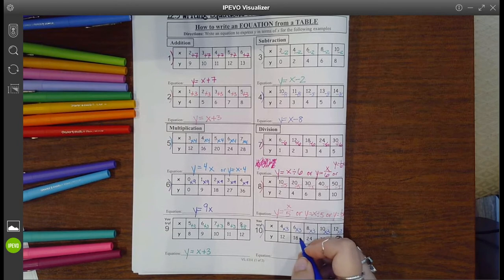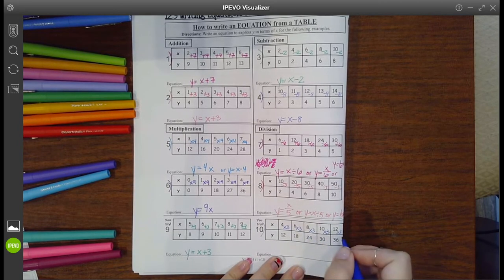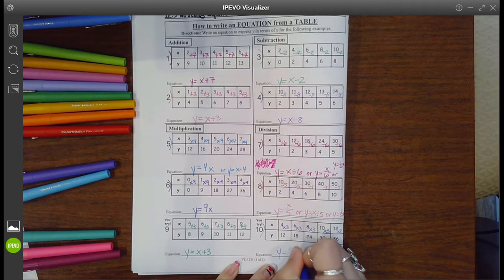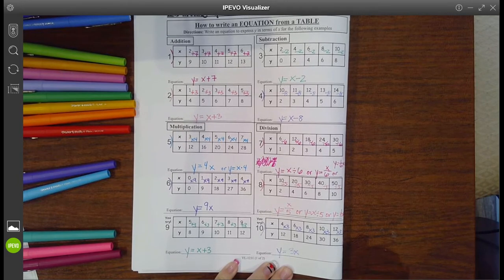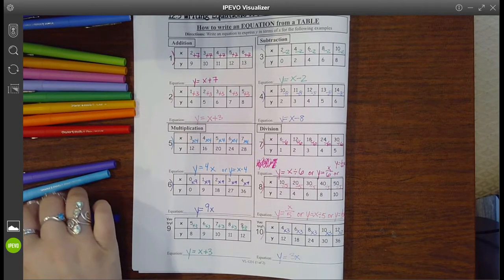4 times 3 is 12. 6 times 3 is 18. 8 times 3 is 24. 10 times 3 is 30. And 12 times 3 is 36. So each time we multiplied our x by 3, and then that gave me the equation. Before I move on, I want to show you a nifty trick.